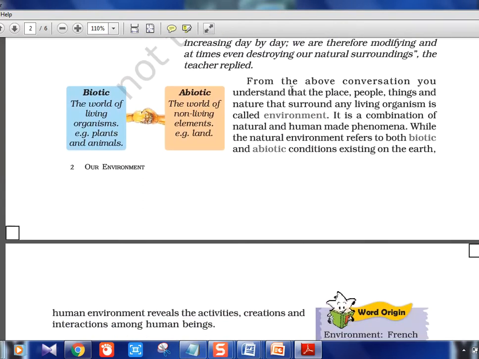Okay, so biotic and abiotic, two things. One is living, one is non-living. Like the plants and animals are biotic, and the rock or the land and soil, all those things are abiotic. So just two basic things.